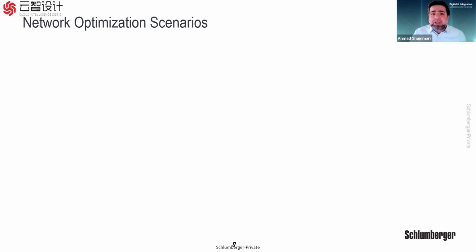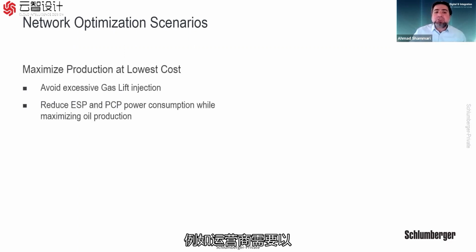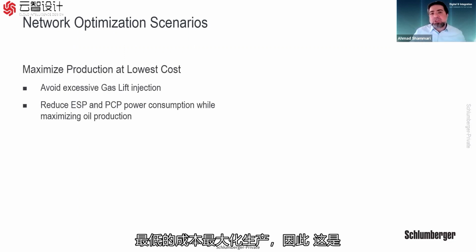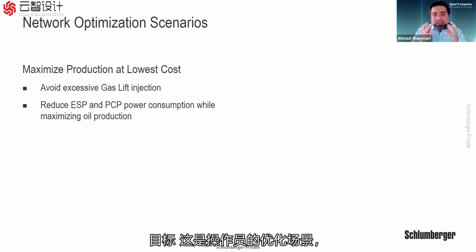And there are different scenarios that any operator can, let's say, select from, or it could be a combination of all. Let's say, for example, an operator needs to maximize production at the lowest cost. So this is the optimization goal. This is the optimization scenario for the operator. For example, one of them, to maximize production at the lowest cost.